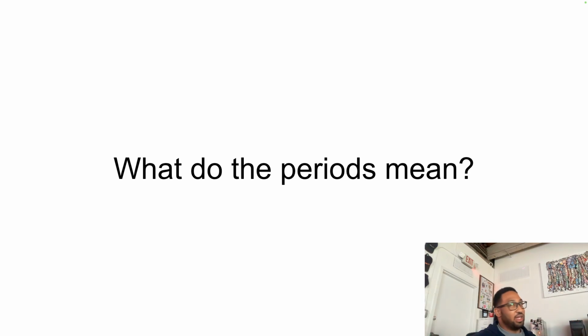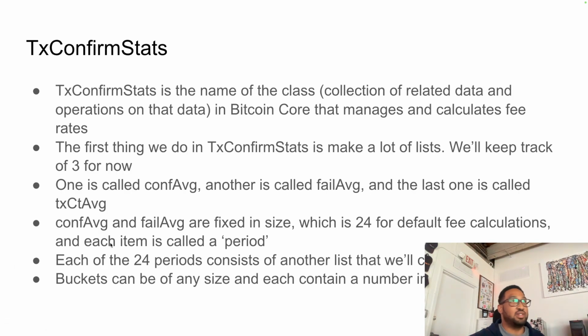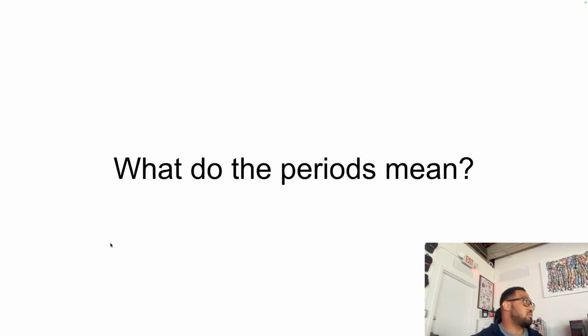Yeah, what do the periods mean in the transaction conf average and the fail average list? Are they different from retargeting periods? What is that, the 2-week difficulty adjustment period? Yeah, with respect to the fee calculation, these periods are a little bit different. Okay. Then I have no idea. Any guesses? No.